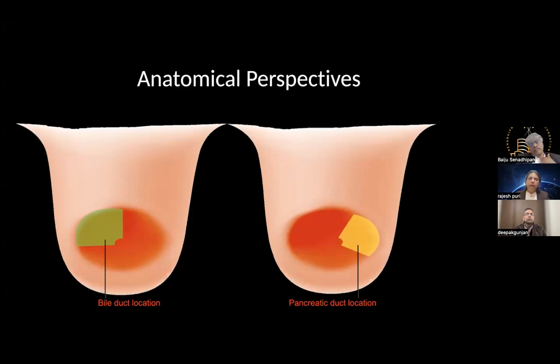When we look at the anatomical perspective, for the bile duct cannulation, you cannulate at around 11 to 12 o'clock position. And for the pancreatic duct, you cannulate around 1 to 2 o'clock position, where the pancreatic duct opening starts.